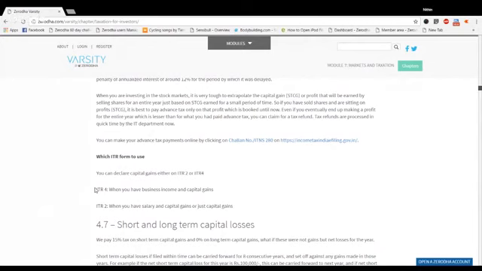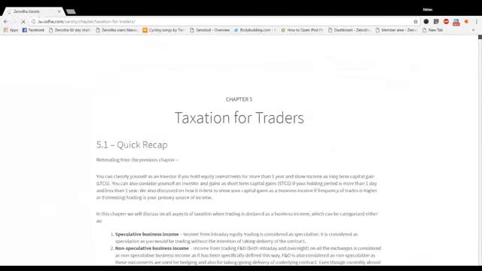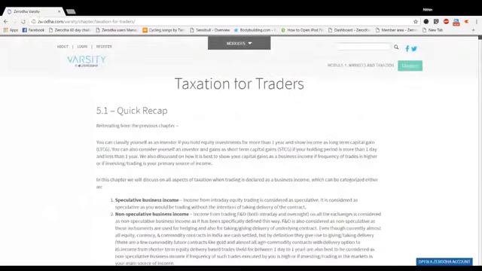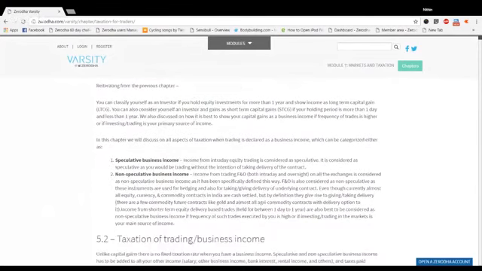ITR4 is always used to declare your business income, right? Now for traders, as I said, there are two kinds of business income. If you are showing yourself to be a trader, you can have a speculative business income and a non-speculative business income, right? Speculative, as I said, is intraday equity trading, and any form of F&O trading is considered non-speculative business income.